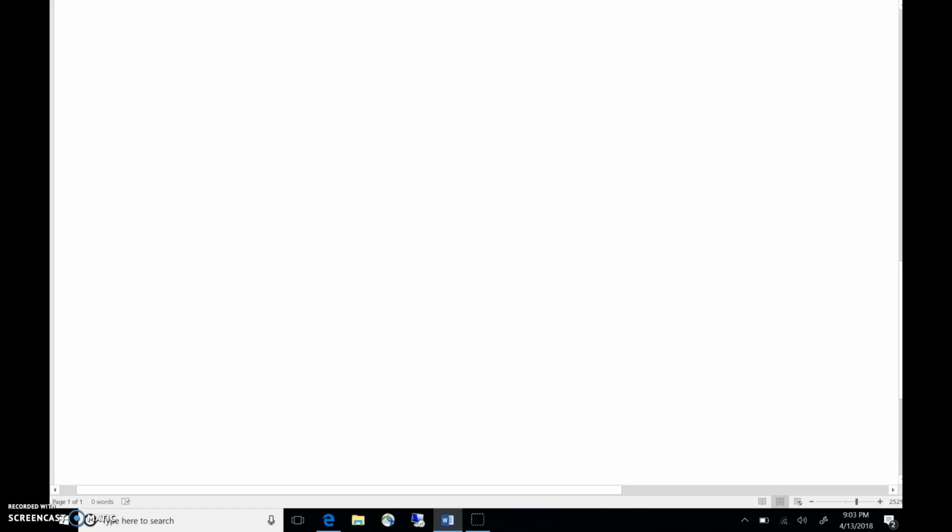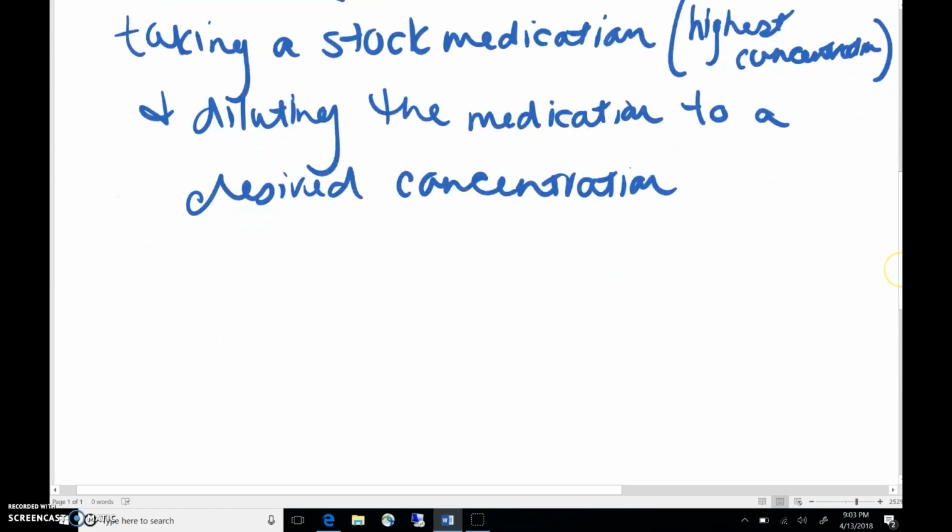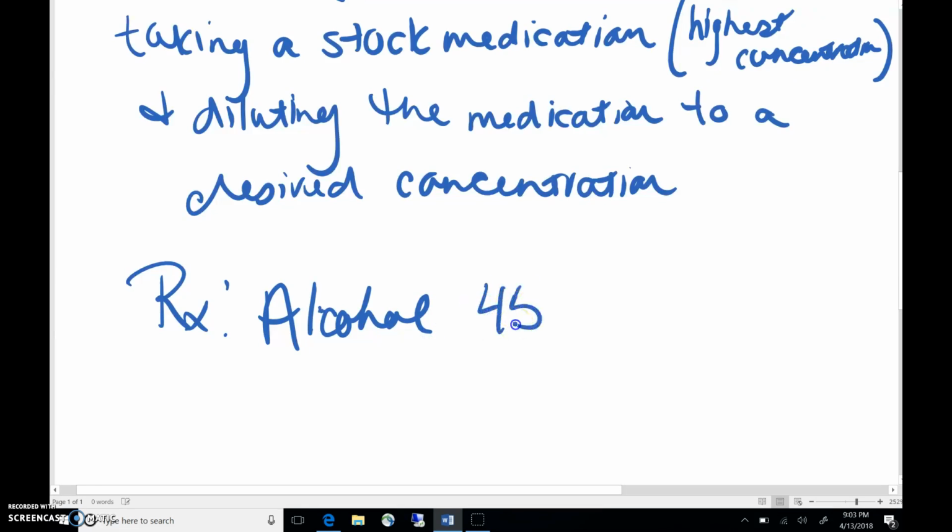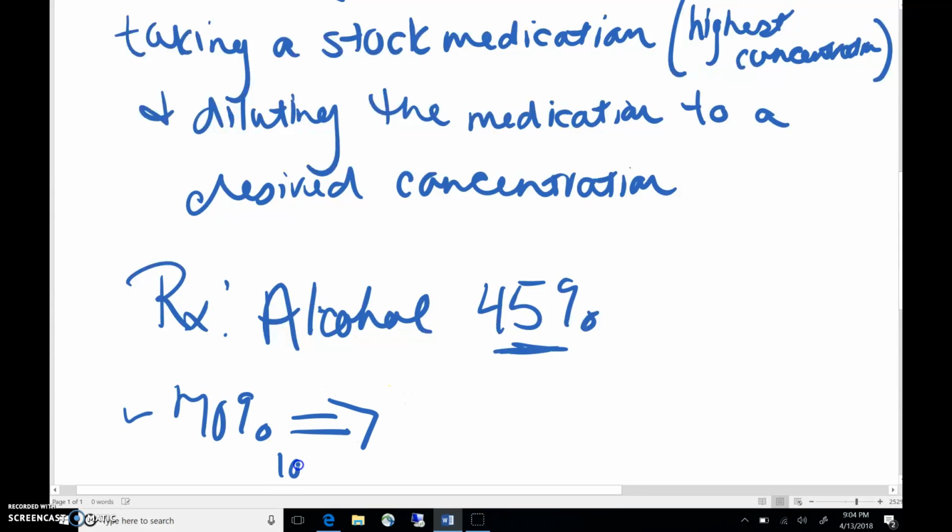So for instance, I'll give you guys an example. The doctor gives you a prescription, all right, for alcohol 45%. Well, you guys know that alcohol comes in a 90% and a 70%, but it doesn't come in a 45%. So what you would have to do is take whatever percentage of alcohol that you have on the shelf, and let's just say that you have 70%. It is your responsibility to lower the 70% to 45%.